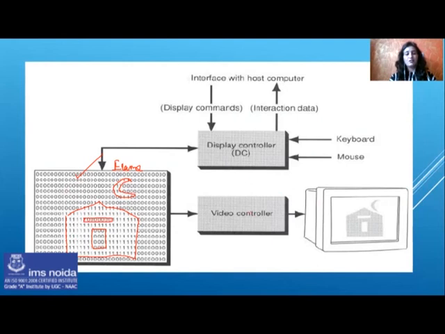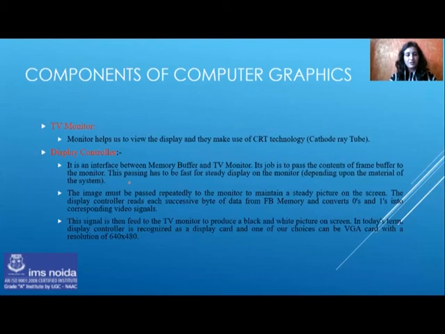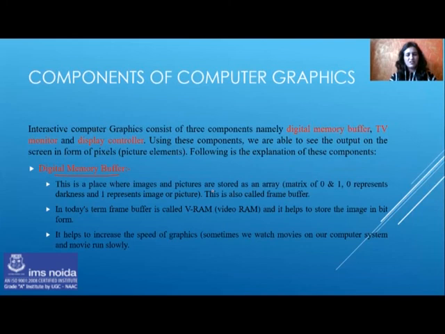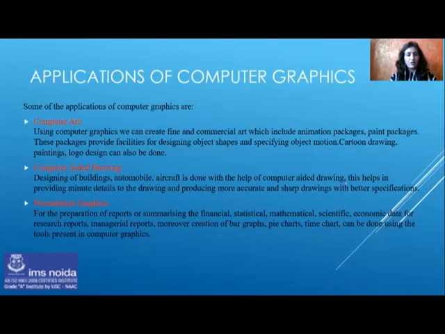The video controller is the communication between the frame buffer and the television screen, and the display controller basically controls these devices, right? So as you can see here, the digital memory buffer is the frame buffer, which stores the values in the form of 0 and 1. The TV monitor is there, and the display controller we have already discussed.